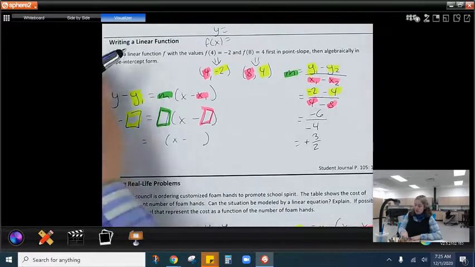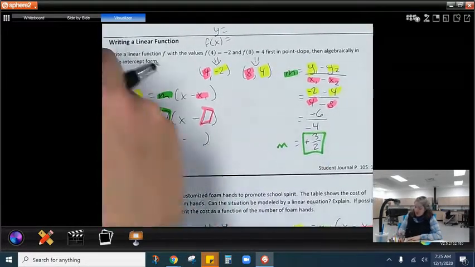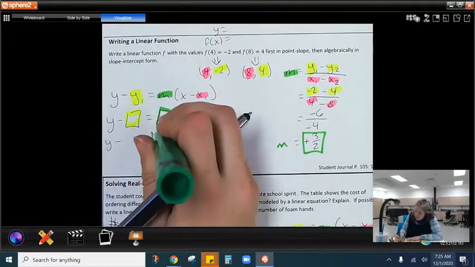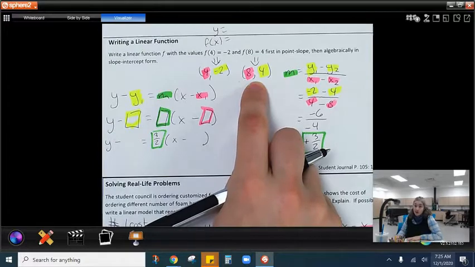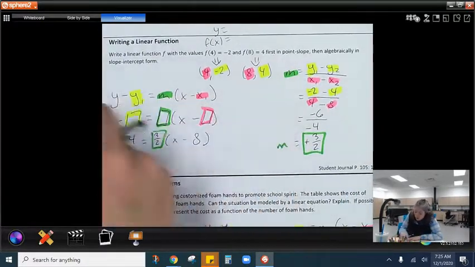Again, I recommend you leave it as a fraction. So I'm going to plug that in over here, my positive 3/2 for my slope. And now I just need to pick one of these points. Doesn't matter which one. I'm going to go with this one because it doesn't have negatives, honestly. So my 4 is my y, 8 is my x.